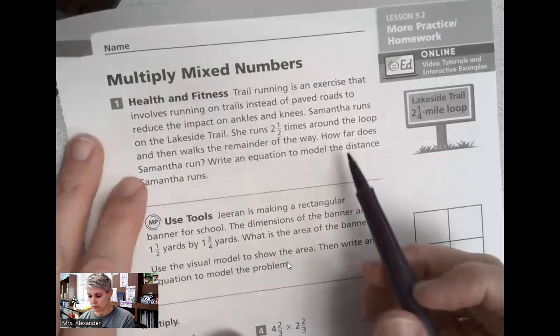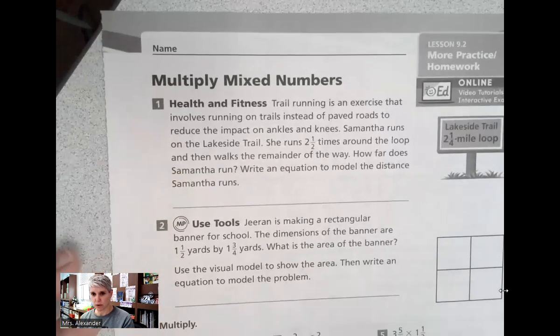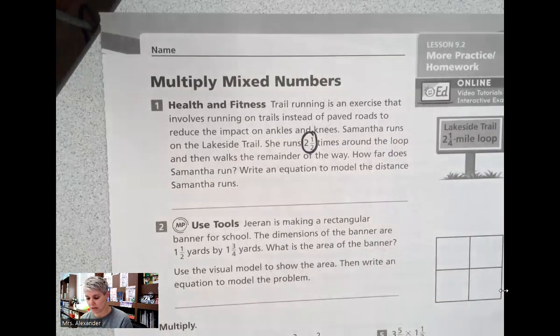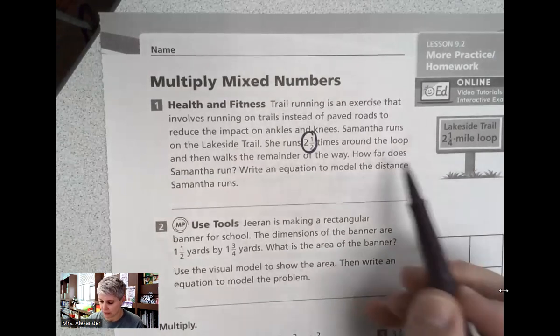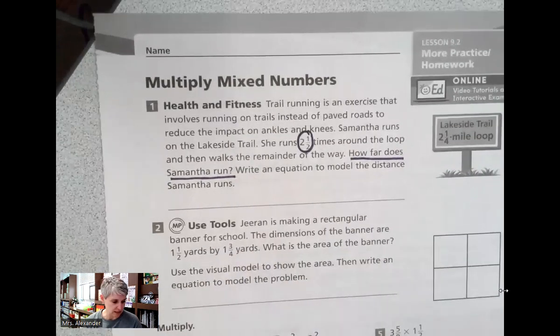So we are multiplying mixed numbers. Here we have a situation. Trail running is an exercise that involves running on trails instead of on paved roads to reduce the impact on ankles and knees. Ooh, that's a good thing because you all know about my knee right now. Samantha runs on the lakeside trail. She runs 2.5 times around the loop and then walks the remainder of the way. How far does Samantha run? Write an equation to model the distance.